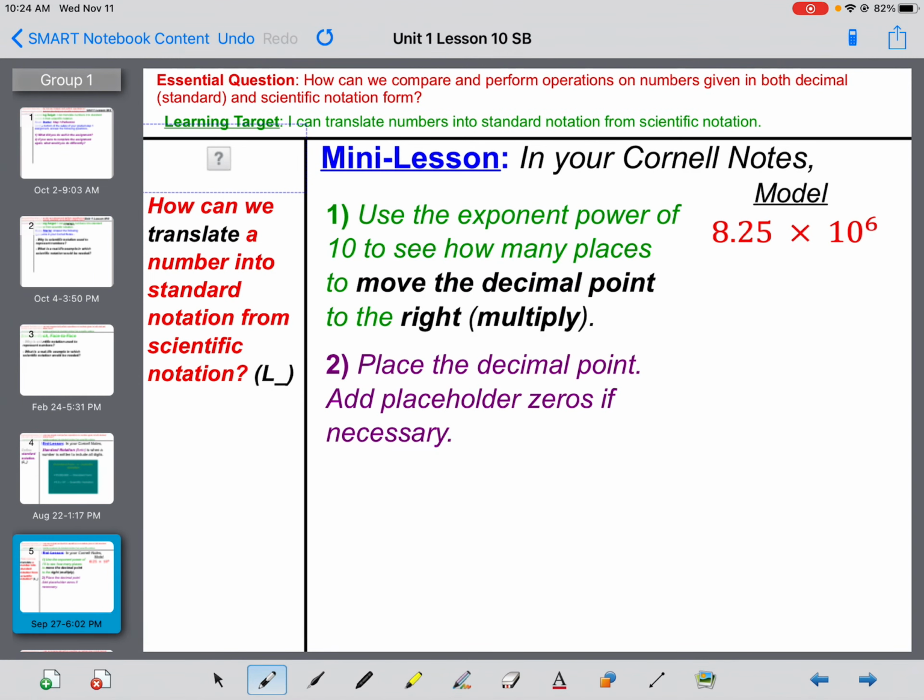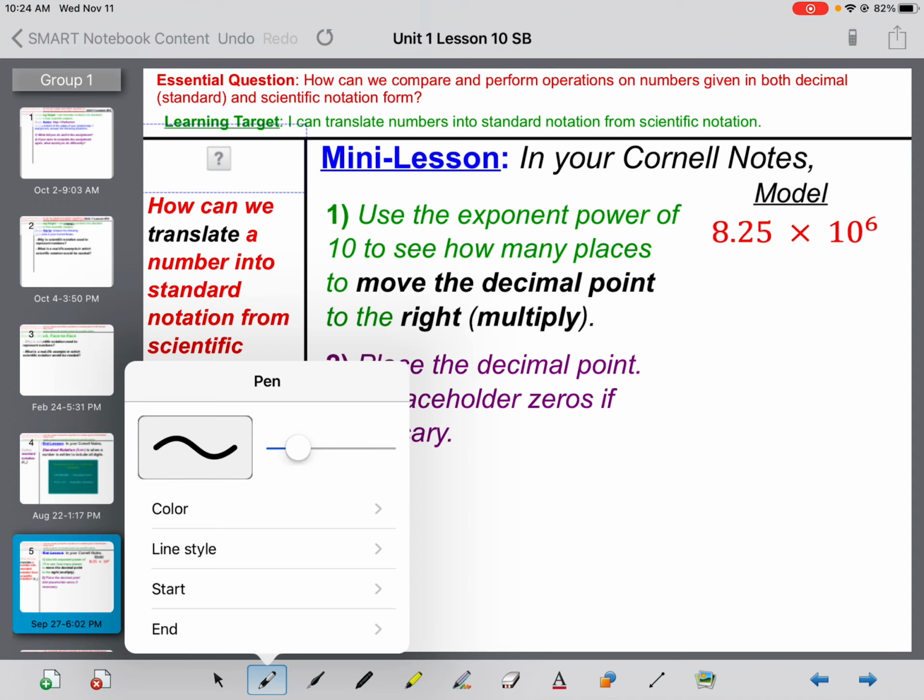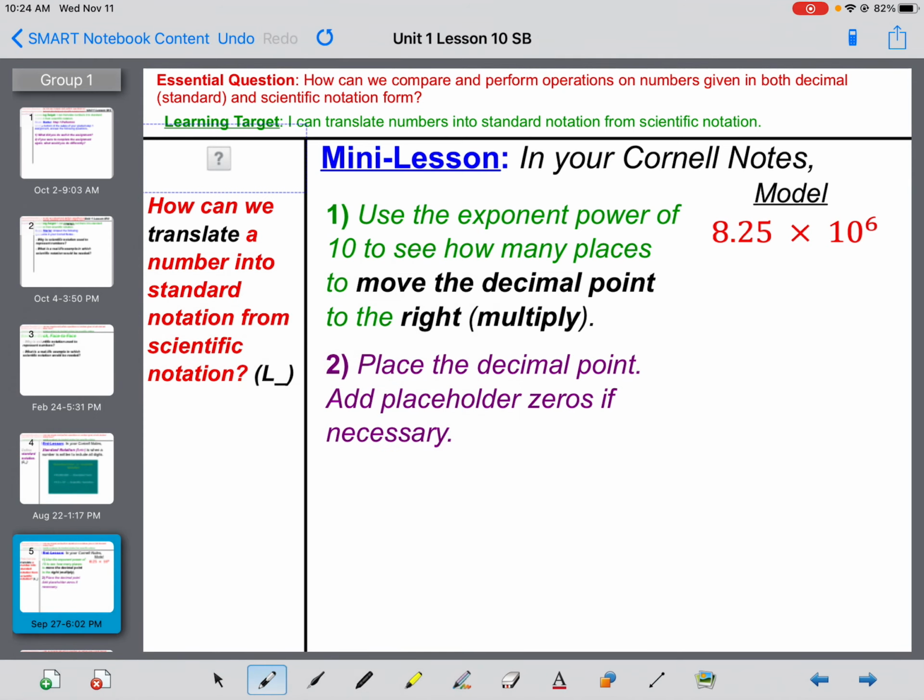In this part of the mini lesson, we're going to be translating into standard notation form from scientific notation form. So we're going to follow these two steps. We're going to use the exponent power of 10. In this case, the exponent is 6. And we're going to move that decimal point to the right however many times the exponent says to. So we're going to have the number 8.25. And since our exponent is 6, we're going to move that decimal to the right 1, 2, 3, 4, 5, 6 places.